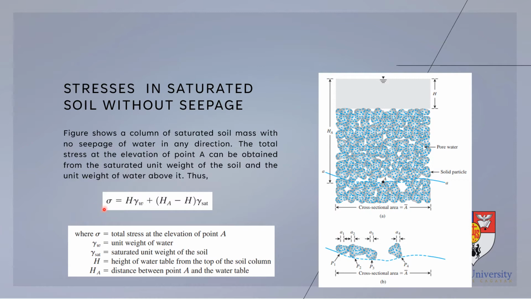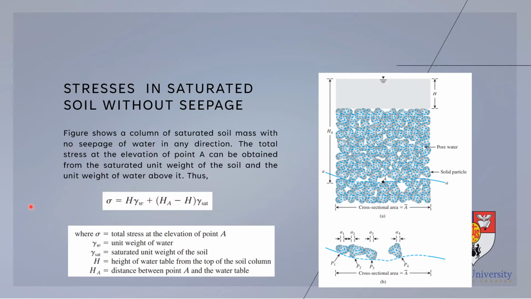So the stress at A is equal to, first, the stress due to the water here, which can be obtained by multiplying H, the height of the water, times gamma water, the unit weight of water, plus the height from the point below the water down to point A. This height is equal to H_A minus H, times the saturated unit weight of the soil right above A. The total stress at the elevation of point A is denoted by this symbol.